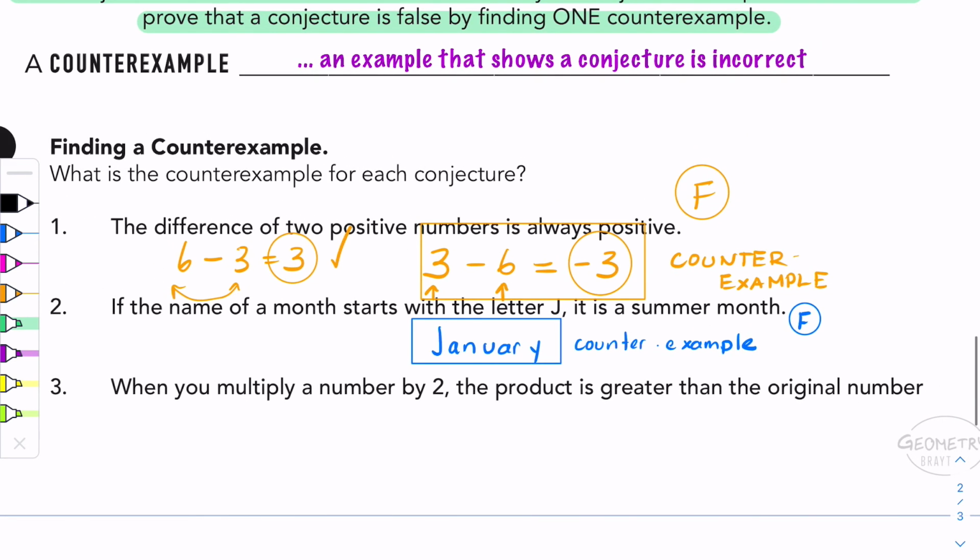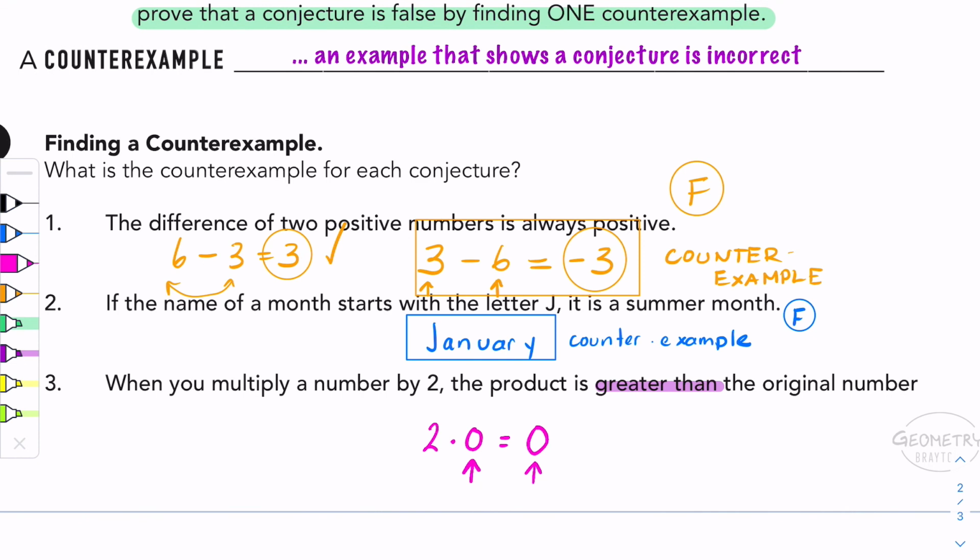And the last one says when you multiply a number by 2, the product is greater than the original number. Be careful with problems like this. This just says it's greater than, but if we do something such as 2 times 0, 2 times 0 is 0. That's not greater than the original number. The original number was 0, and your output is 0, which is just equal to the original number. So this right here is your counterexample. It's probably the only counterexample you could quickly think of. May even be the only counterexample ever, but all you need is one of them to prove that the statement is false.